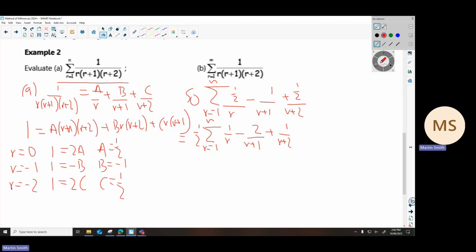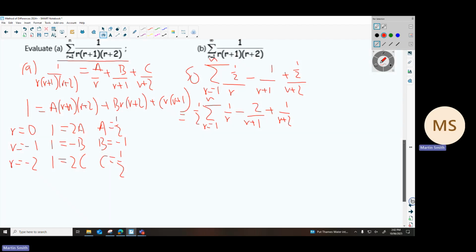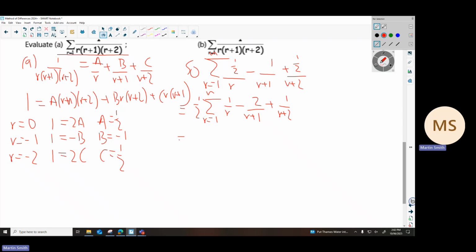And I can now try to do this using the method of differences. So what is this going to be? The first term, so it's a half times a whole load of stuff. The first term is going to be what you get when you stick in r is 1. You will get 1 over 1 minus 2 over 2 plus 1 over 3. I would not simplify any of these fractions before writing them down because it might make it harder to spot the cancellation that will occur.